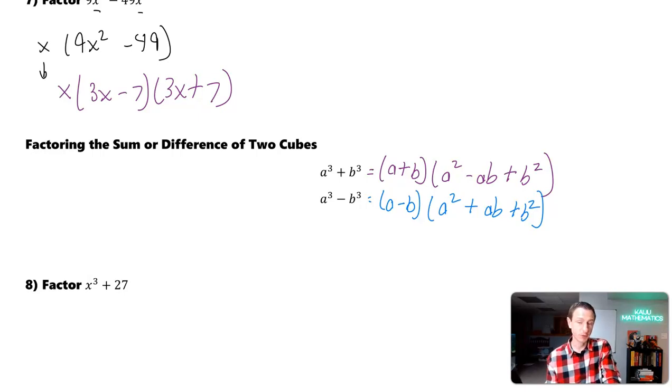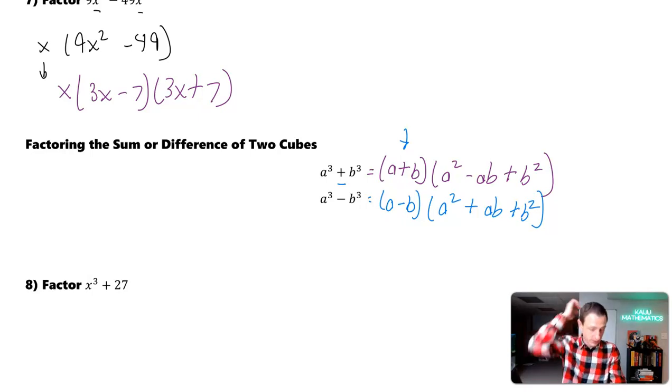So just if you want to try to commit this to memory, the letters don't change. It's a, b, a squared, a b, b squared. The thing that does change is the signs. So when it's the sum of two cubes, it's plus, plus, minus. If it's a sum, the first one's the plus, and then we have the minus. If it's a difference of two cubes, the first one's the minus, the next one's the plus.